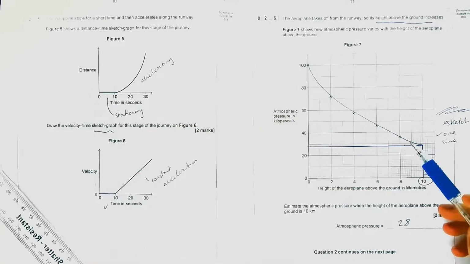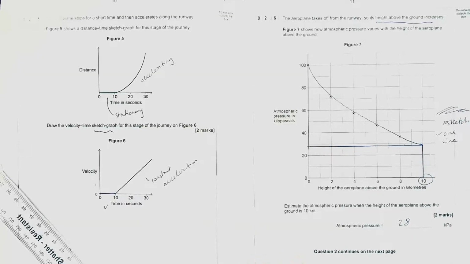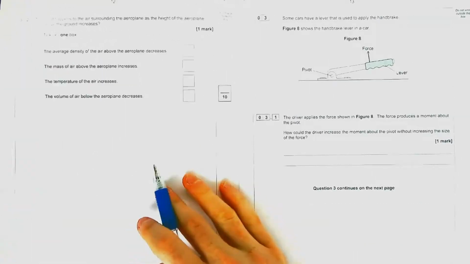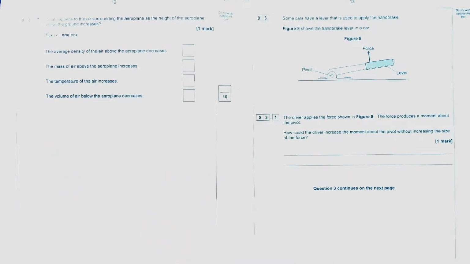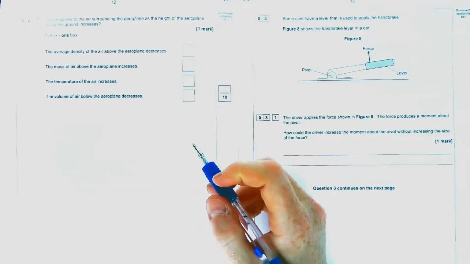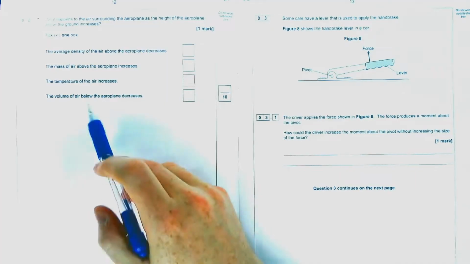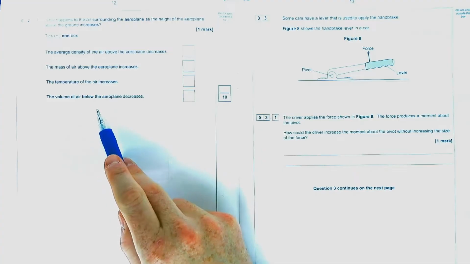Okay, and finish off question 2. It says what happens to the air surrounding the airplane as the height increases. Okay, so height increases, you're getting further away from the Earth's surface. Essentially, there's less air. So if we're talking about what the different options are, temperature doesn't increase, sorry, it gets colder. Volume below it decreases, no, it doesn't make much sense. Mass above it increases, no. As you get higher up, the density goes down in this plane.